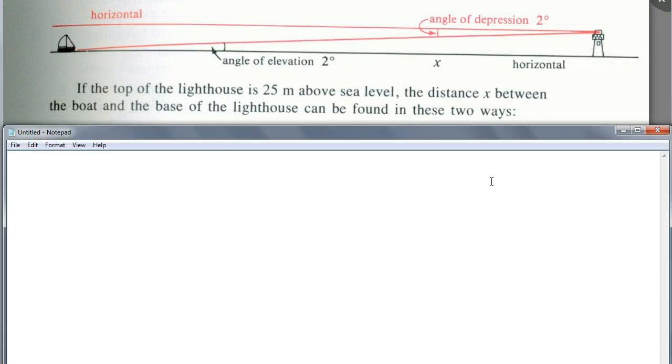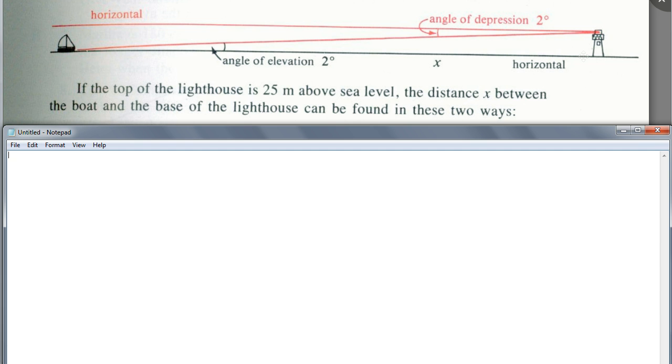Okay, hold on. So we have this problem, the same picture. If the top of the lighthouse is 25 meters above the sea level, the distance x between the boat and the base of the lighthouse can be found in 2 ways. So what do they want you to find? The distance x between the boat and the base of the lighthouse. Did it say the top of the lighthouse? No. When you do these problems, sometimes instead of the horizontal distance from the boat to the base of the lighthouse, they give you the line of sight, the diagonal, the transversal. But in this case, are they asking you for this diagonal? No. We're looking for this x, the horizontal distance. Does that make sense?